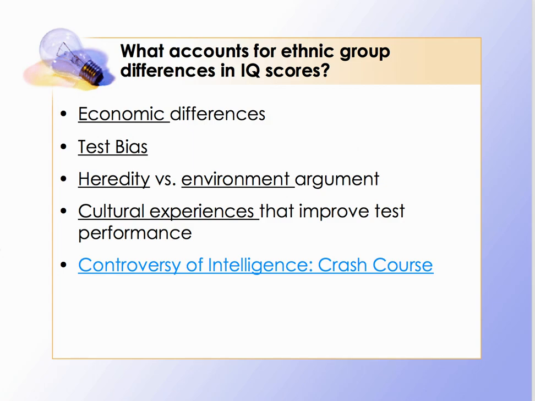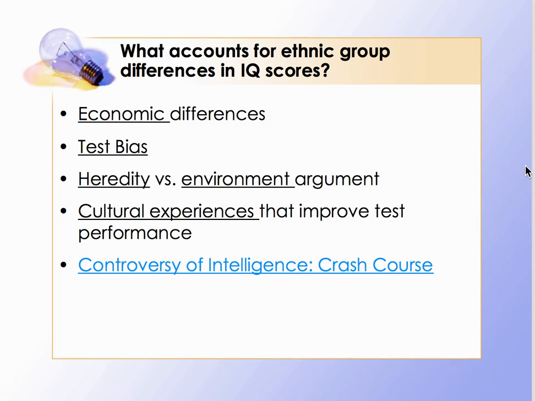Okay. So what accounts for ethnic group differences in IQ scores? We see differences in economic status. So like I said earlier, those children who are higher in SES tend to have higher IQ scores. And there are various reasons behind this, such as they're exposed to more information, probably better schooling, maybe better nutrition, less stress. So lots of variables going into this.